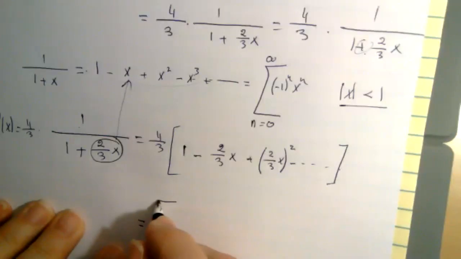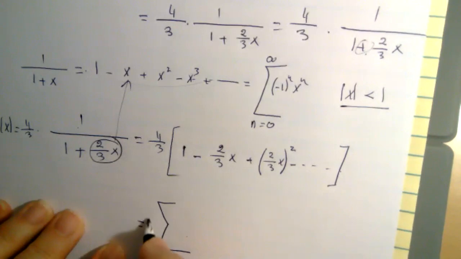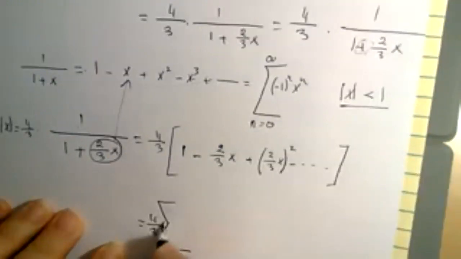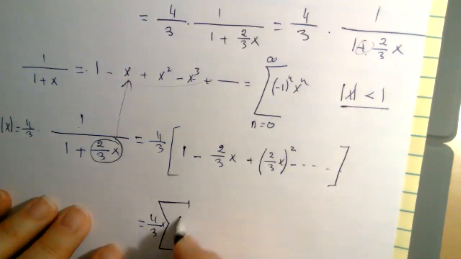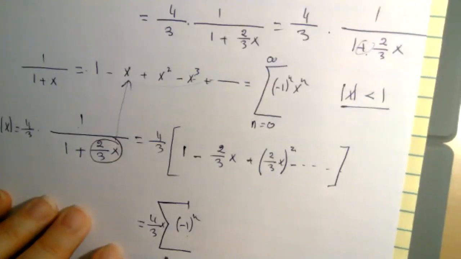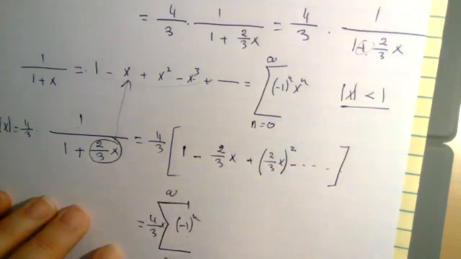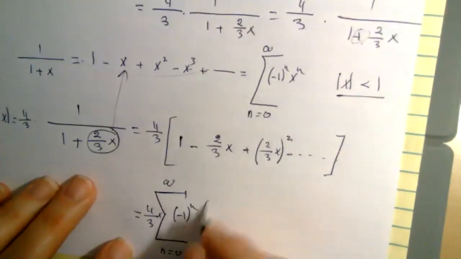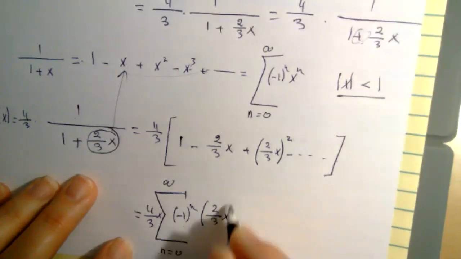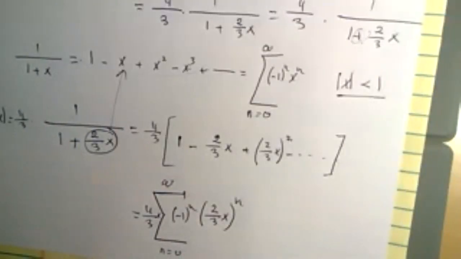So in sigma notation, I'm going to have the following. This is 4 over 3 times, I should not forget the 4 thirds, and minus 1 to the n. And every time there is an x, I'm substituting 2 over 3x to the power n.